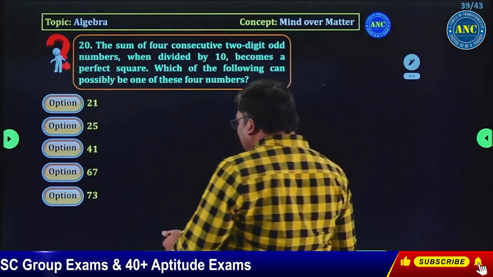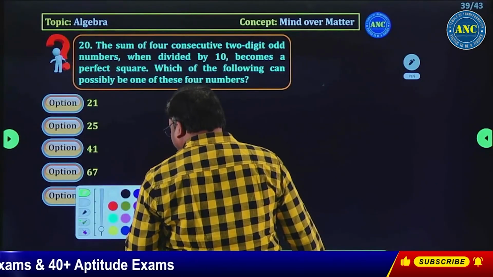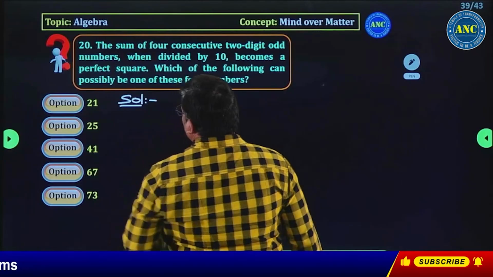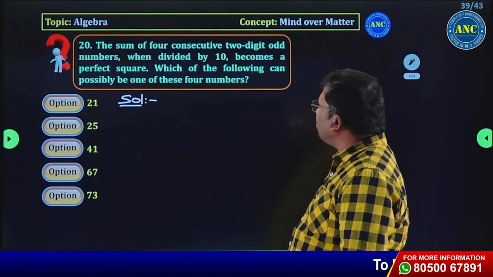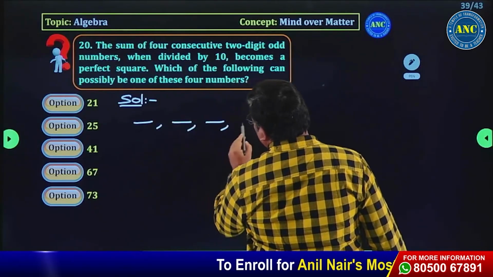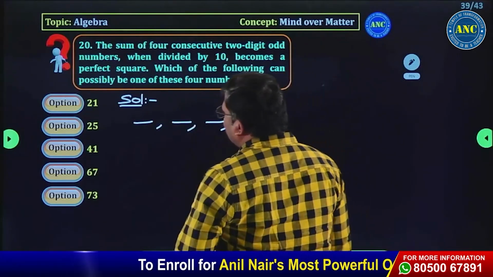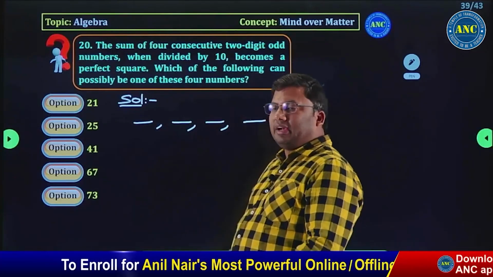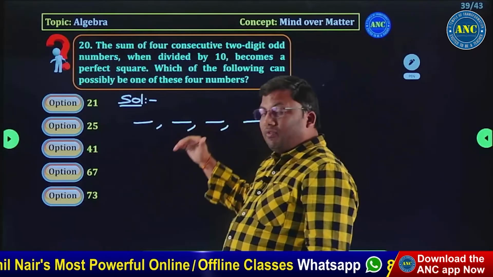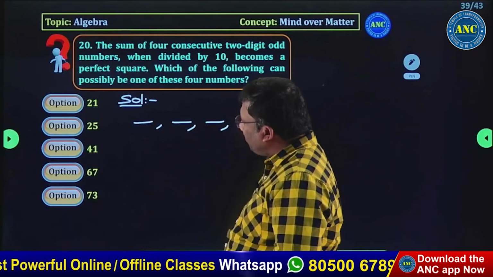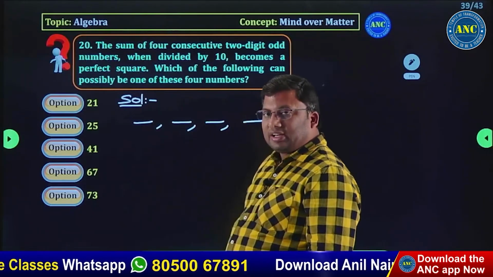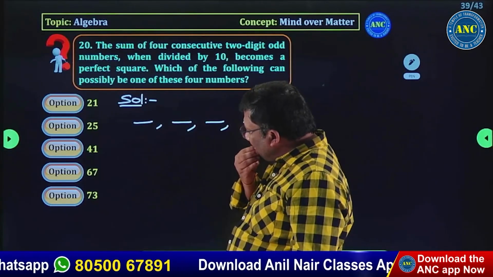Next, this is an original CAT replica question. See here, the question is: the sum of 4 consecutive 2-digit odd numbers, when divided by 10, becomes a perfect square. There are 4 odd numbers which are consecutive. When I divide by 10, it becomes a perfect square. One by one, let us see.